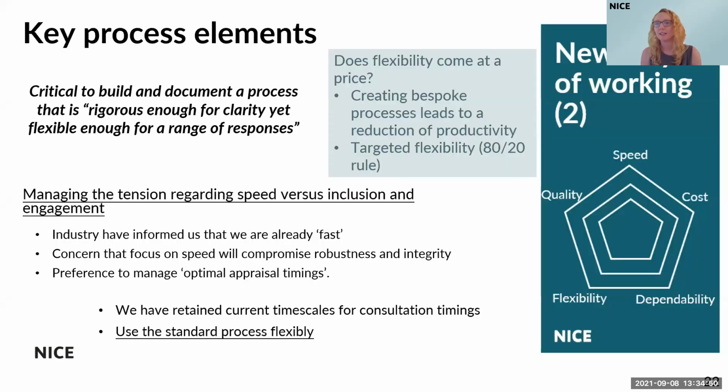So just wanted to highlight that when we were considering new ways of working and the process proposal that we were making, we really had to consider the key process elements: speed, cost, dependability, flexibility, and quality. So in any process, if you're focusing on one area, for example, if you focus on the speed of your process, there is that risk that you're going to affect your ability to be flexible, or perhaps the quality of your process. Or if you're focusing highly on the quality of your process, you're going to affect your ability to be speedy or to be flexible with that.